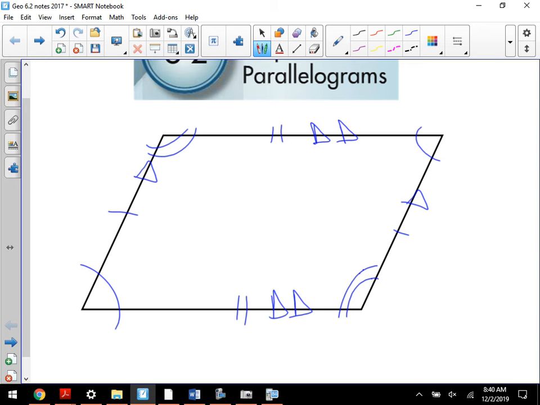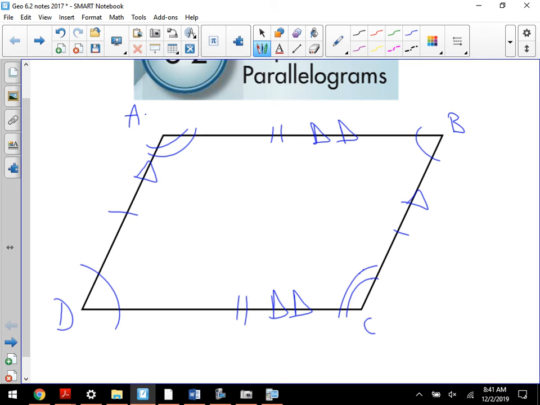Consecutive angles are supplementary. What's consecutive mean? So if you think of it this way, obviously I'm not going to label it always like this. Let's say this is A, B, C, D. Are A and B consecutive angles? Are they next to each other? Are B and C next to each other? C and D? D and A? Each next angle, they're next to each other like that.